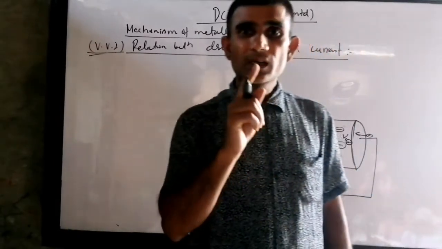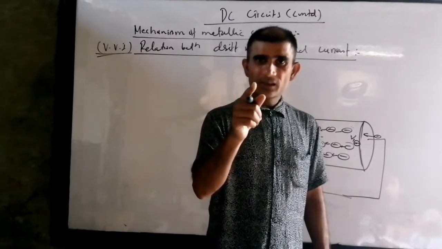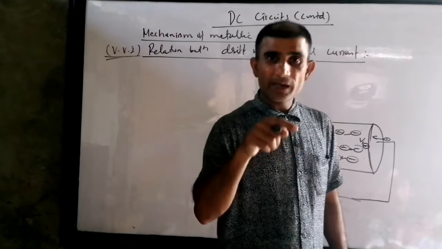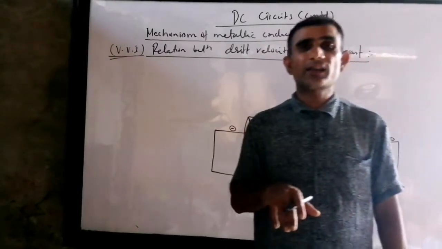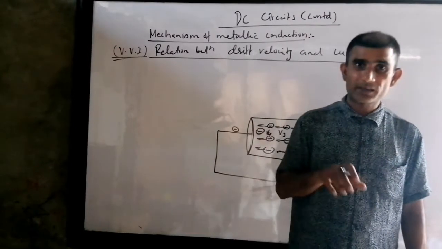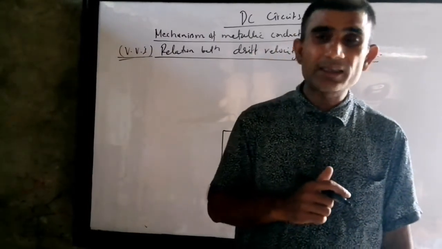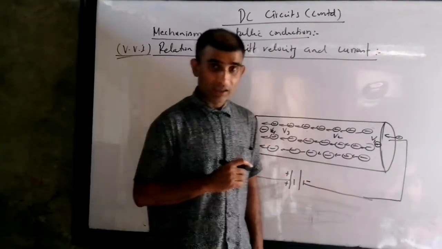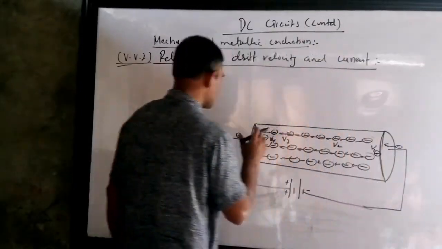What did I tell? Drift velocity. What is drift velocity? The average velocity which an electron acquires when it passes through the conductor after application of an electric field is called the drift velocity. It is a very high velocity, more than 10 to the 5 meters in 1 second. So this average velocity we call the drift velocity.